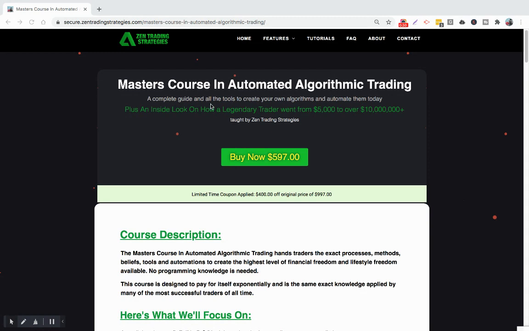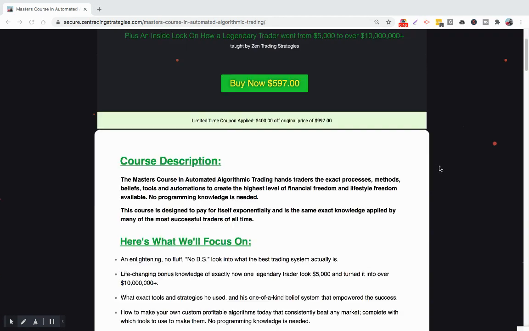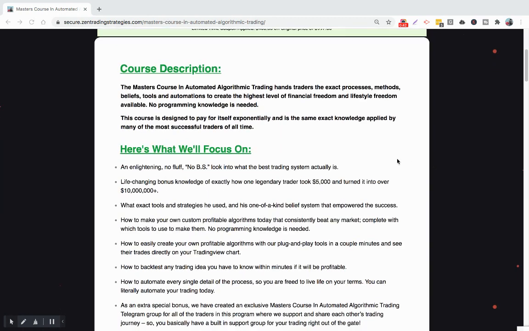And this course will also give you an inside look on how a legendary trader went from $5,000 to over $10 million. This course is taught by Zen Trading Strategies. And as for the course description, this master's course in automated algorithmic trading will hand traders the exact processes, methods, beliefs, tools, and automations to create the highest level of financial freedom and lifestyle freedom available. And again, no programming knowledge is needed.